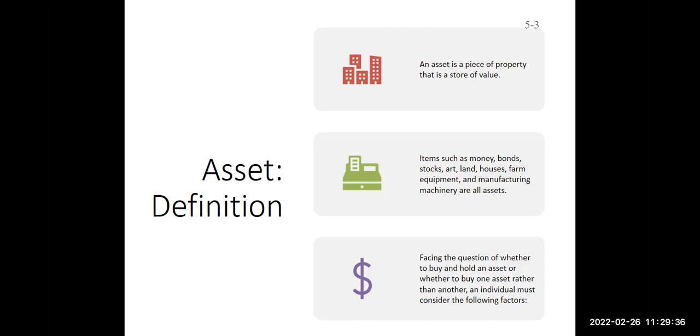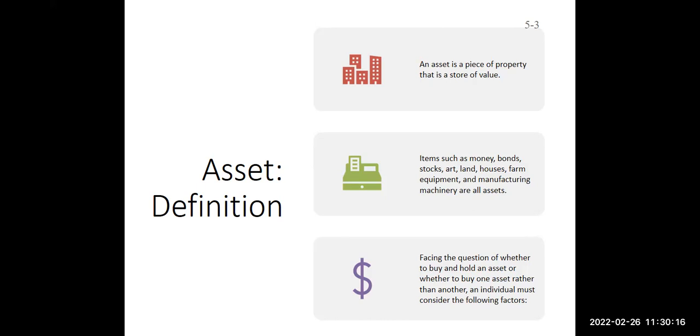So what is an asset? We need to learn this definition of asset, because we are going to look at the market of bonds, and a bond is treated both as an asset and a liability. But since we are talking from the perspective of a lender, we will treat it as an asset. An asset is a piece of property that is a store of value. For example, why do you keep money? Money is a store of value. Why do you keep gold? Gold is a store of value.